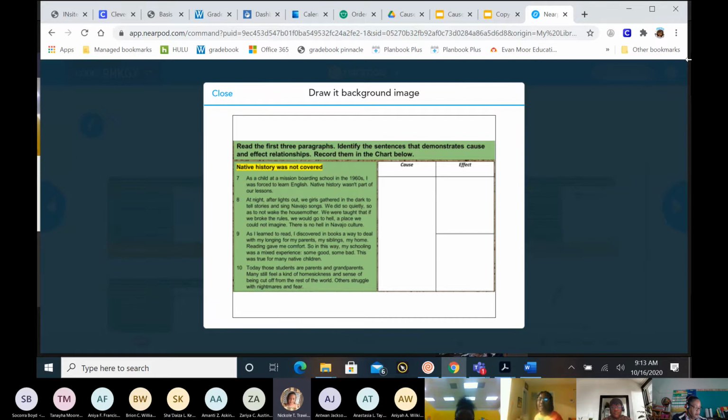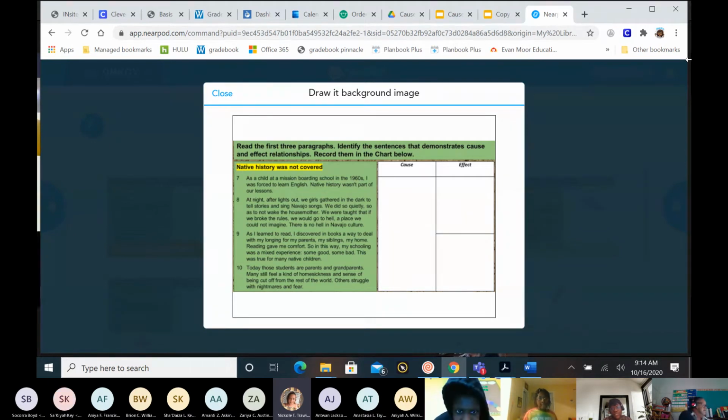What is the extra box below effect for? That's so you can write two effects. Oh. Don't forget, I need everyone to participate to write their answer.